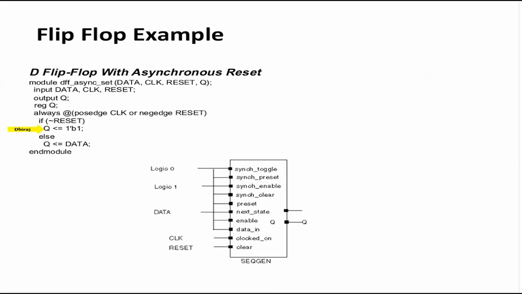Now it analyzes and sees that Q is the output of the flop, a D flip-flop with asynchronous reset. So it will instantiate a SEQGEN. It will connect the Q here. It will connect the clock. Here is the asynchronous reset. Data goes to next state. So next state is apparently data. And the rest, asynchronous clear and asynchronous set, are all set to 0. Synchronous enable is set to 1 to enable the function of this SEQGEN.